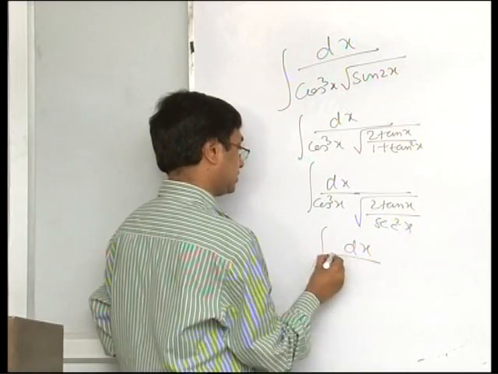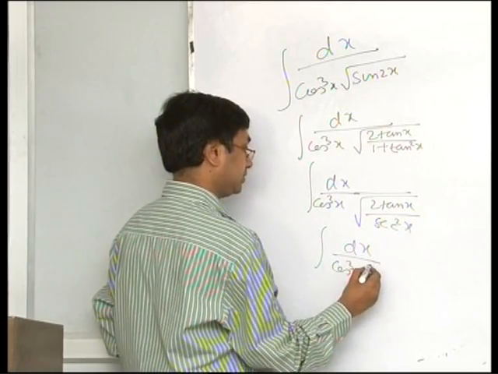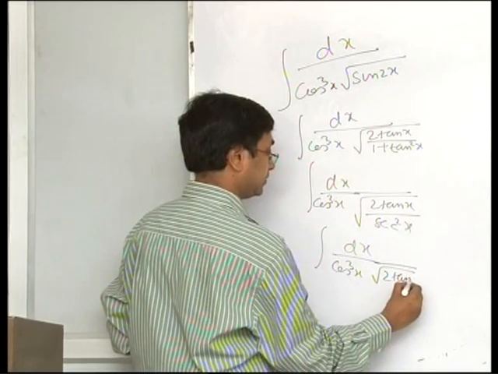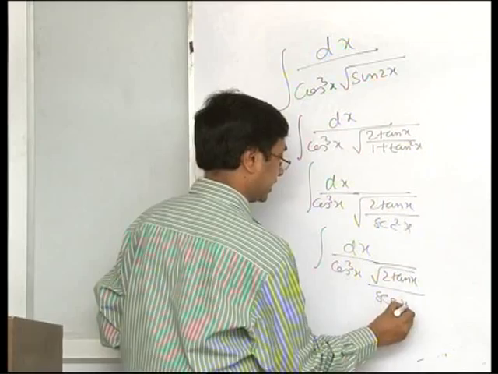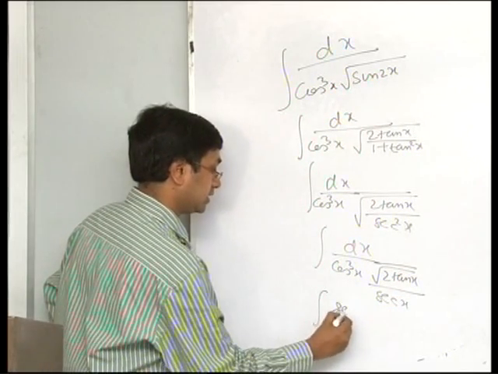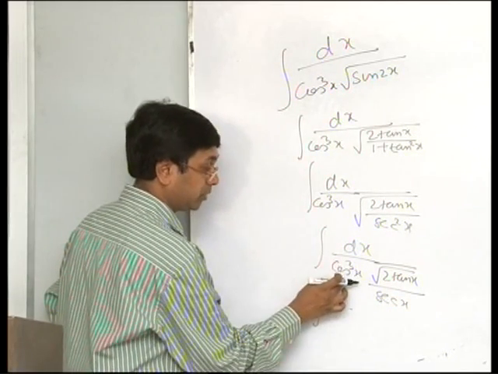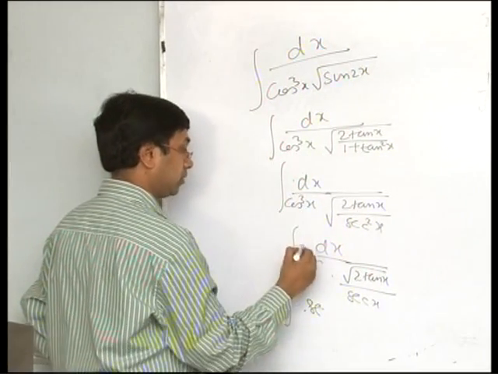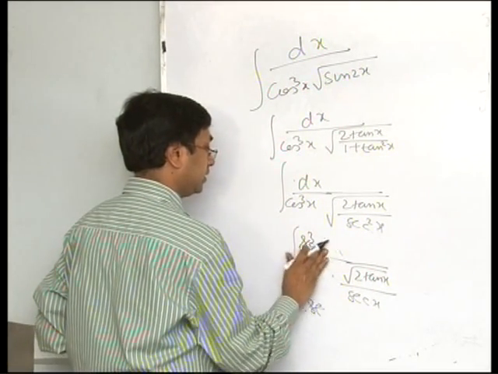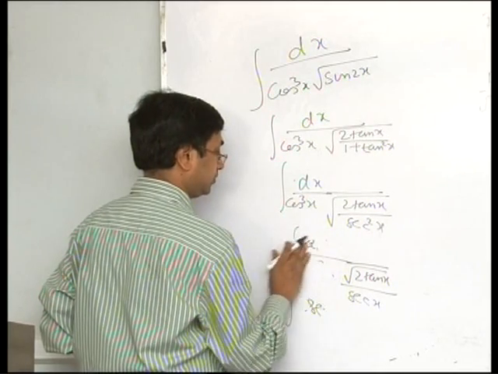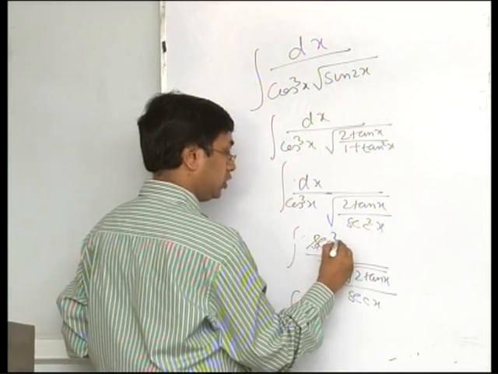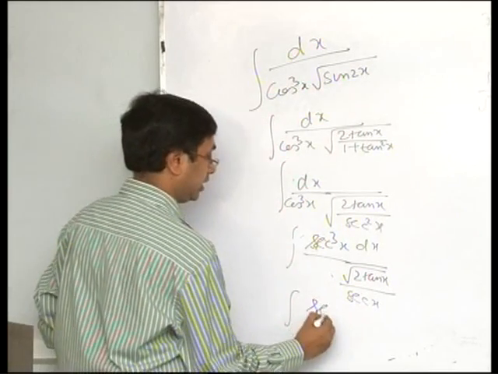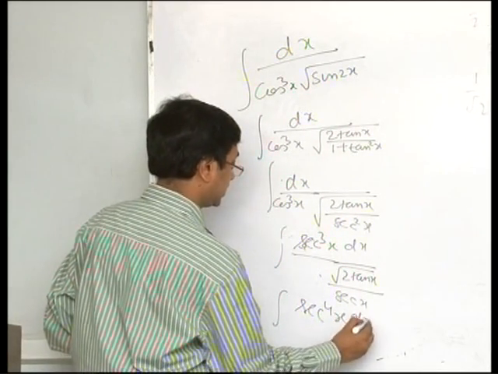So dx, cos cube x into 2 tan x upon sec square x. So that becomes, already 1 by cos cube is what? Sec cube. Or let me write it here itself. 1 by cos cube is sec cube x dx. And now we have another sec going up, so sec to the power 4x dx upon this.